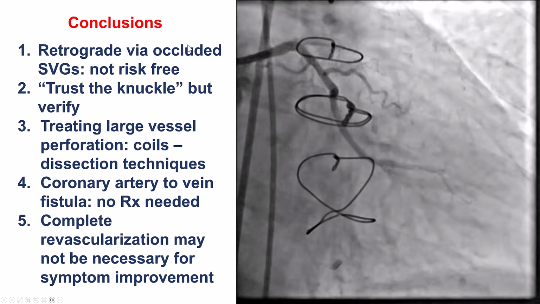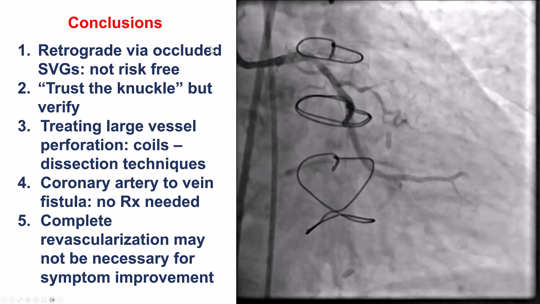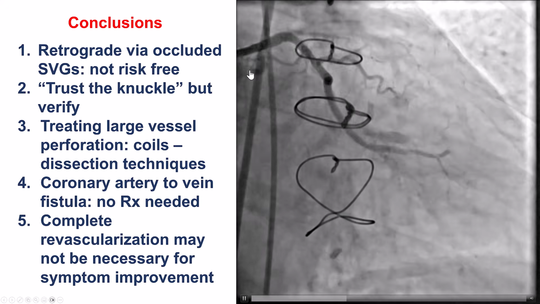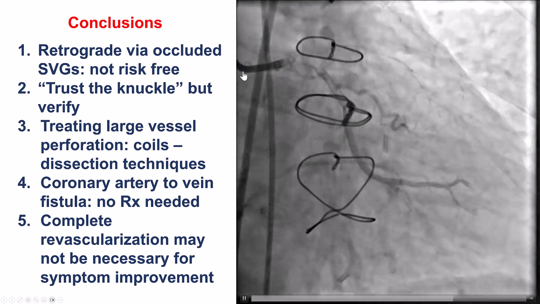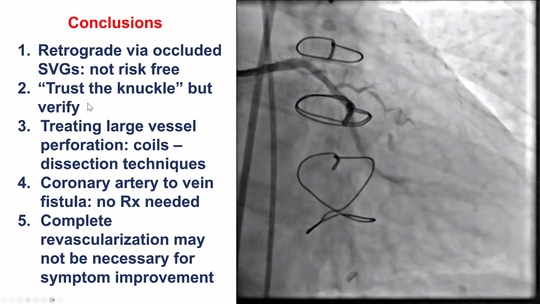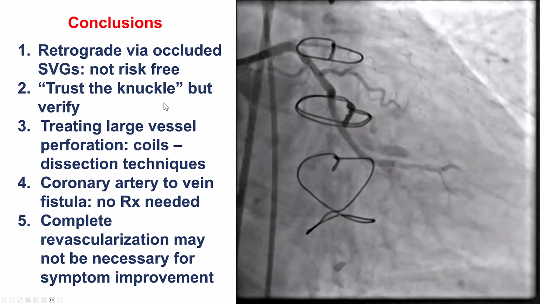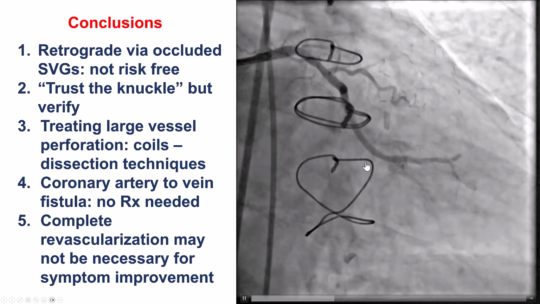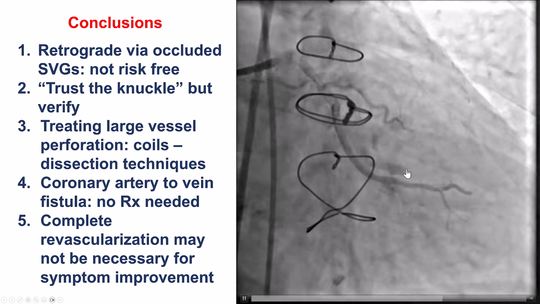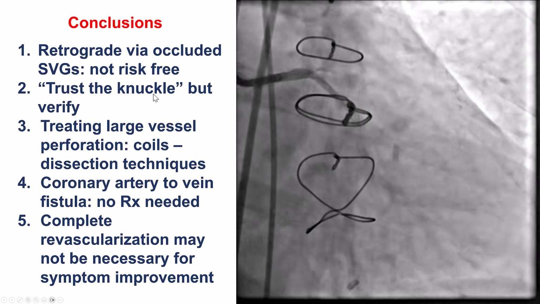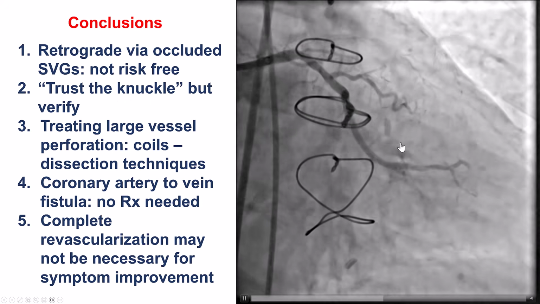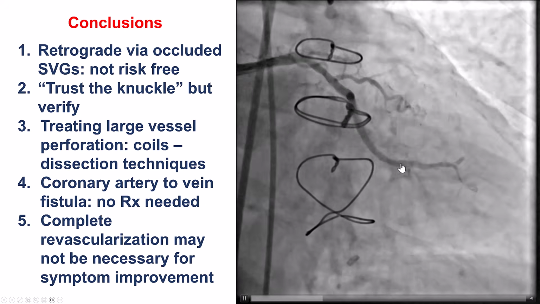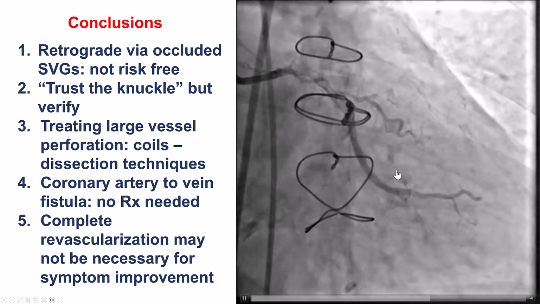The first one is that one can do retrograde through occluded vein grafts, but this is not necessarily a risk-free procedure. In this case, we did have a perforation of the vein graft requiring coils. Second, it's traditionally said that you should trust the knuckle because it is unlikely to go outside the vessel architecture. However, the knuckle can cause problems, as we saw both in the vein graft as well as in the native coronary. The knuckle can still perforate, especially if it's pushed through small branches. In this case, we were lucky because the Fielder XT knuckle created a connection with the vein instead of causing a free perforation.